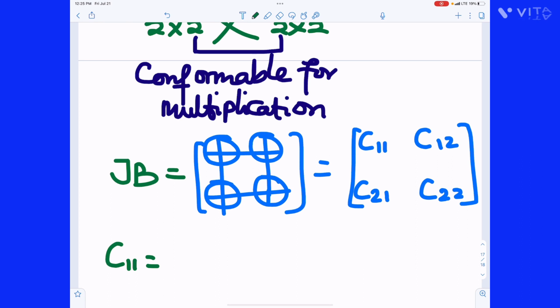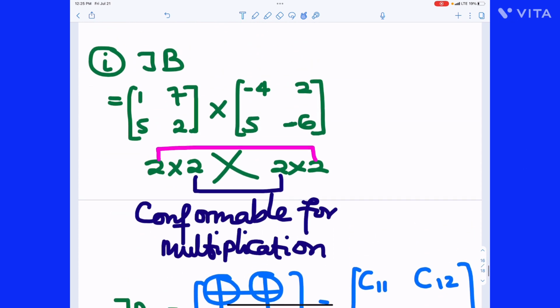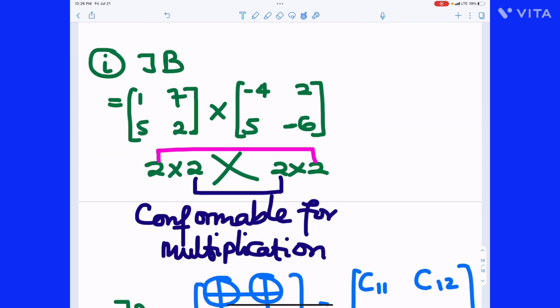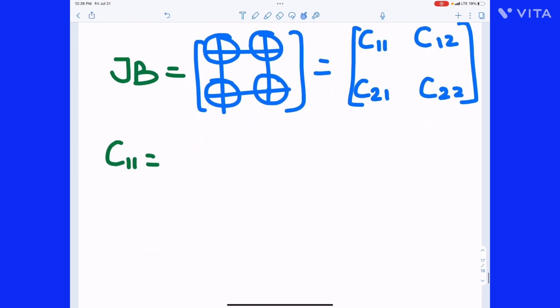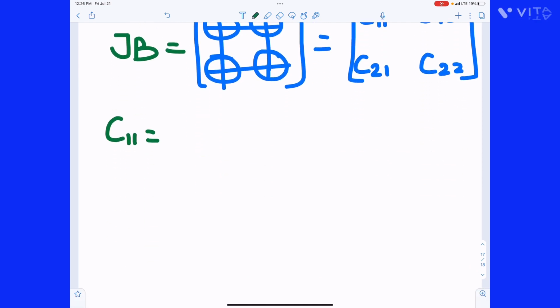The element in cell 1, 1 will be what we get when we multiply the first row in J by the first column in B. So if you look at this very well, we'll multiply first row in J by first column in B. That's 1, 7 times minus 4, 5. Is that clear? We multiply 1, 7 by minus 4, 5.